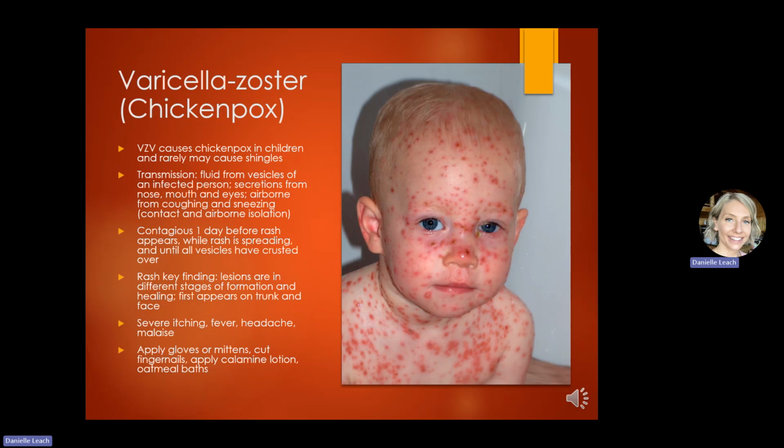So some interventions we can do is try to prevent the child from damaging their skin and getting a secondary infection by making sure we cut their nails short. If it's a very small child, I could be applying things like gloves or mittens to reduce the scratching. Applying calamine lotion. Calamine lotion is just that pink over-the-counter lotion, if you've seen that before. And other things like oatmeal baths. There is a vaccine now for varicella, so many children are no longer getting this.